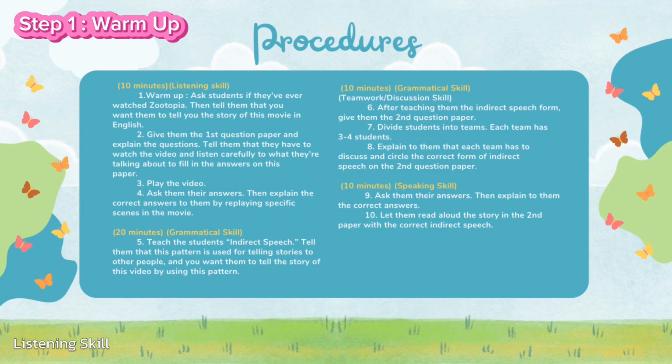Now, let's see the procedures for this activity. Step 1. Warm up. The teacher will ask students if they've ever watched the movie named Zootopia. If the students are excited to answer or to tell the story, that's a good sign. So, the teacher will tell them that they are going to learn something from this movie.